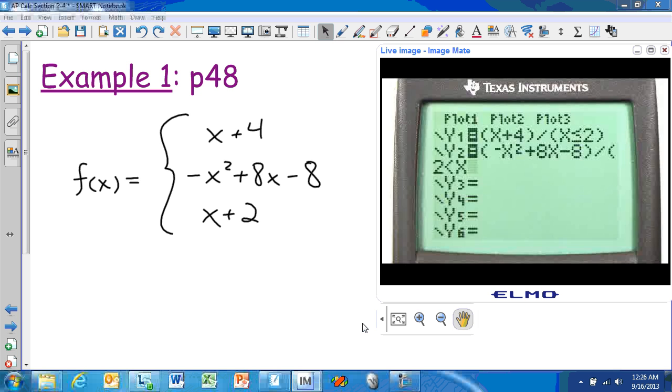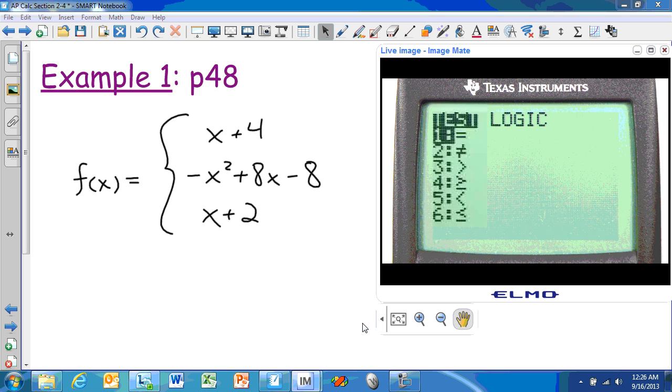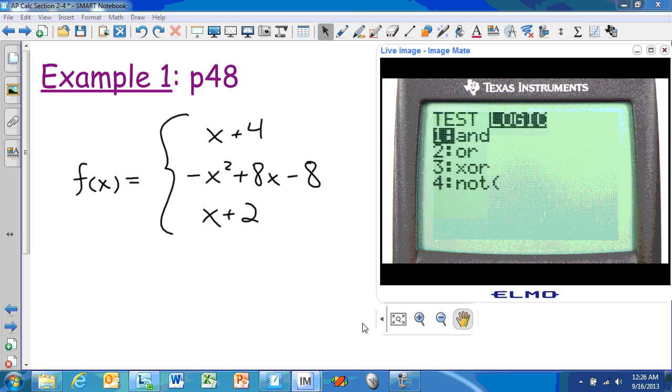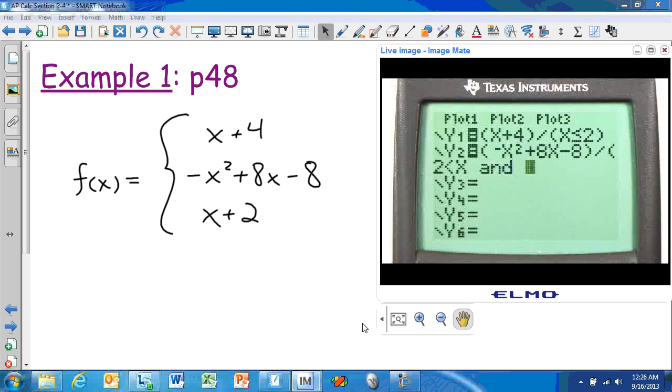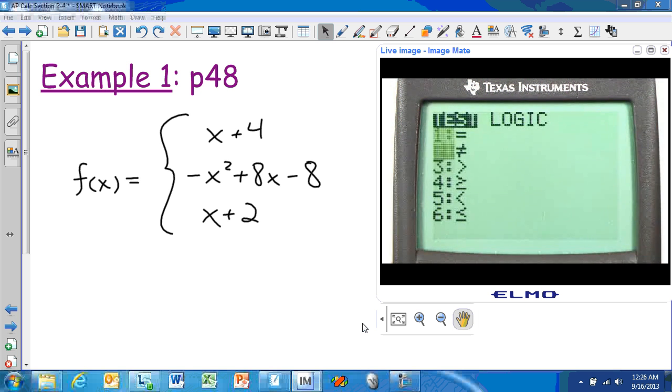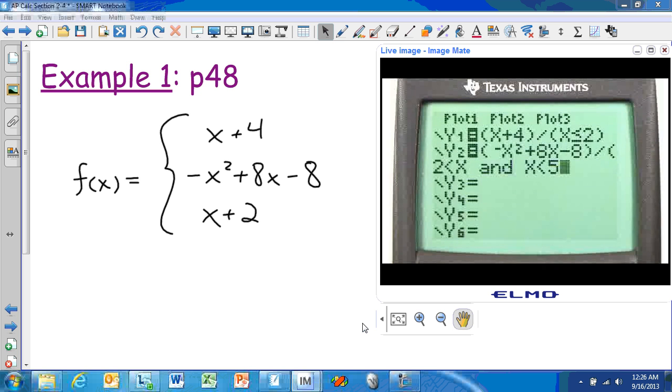Now your calculator does not understand a double inequality like we have defined there in the book. So we have to go back to what that actually means. It means 2 is less than x and, which you'll find under your test menu again, but go over to logic, there's and, x is less than 5. Okay, but you can't put in a double inequality there. You've got to use and to combine those 2 single inequalities to make that same thing as the double.